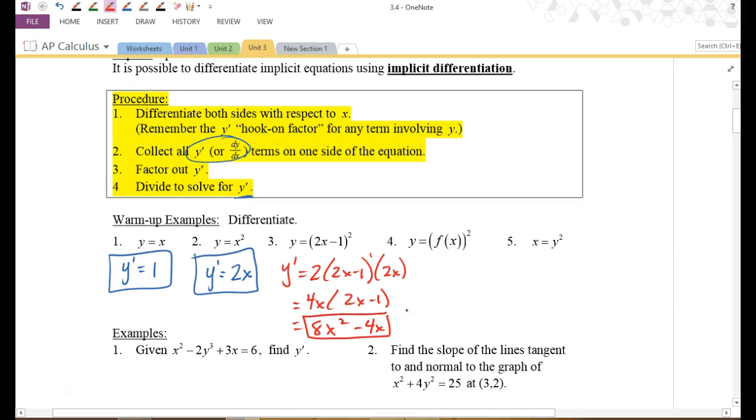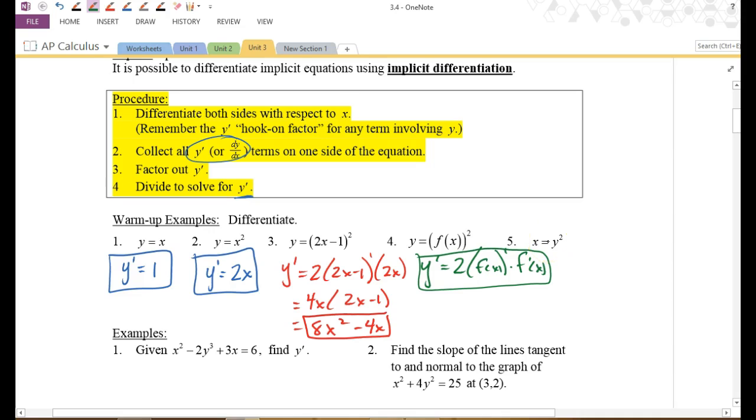Question number 4 is really the exact same question as number 3, but they write the function as f of x rather than as a quantity. I will use the chain rule here. We have the derivative of y. The chain rule says we derive the outside, so we have 2 times f of x to the first power times the derivative of f of x. That one cannot be rewritten, so you would just call that good.